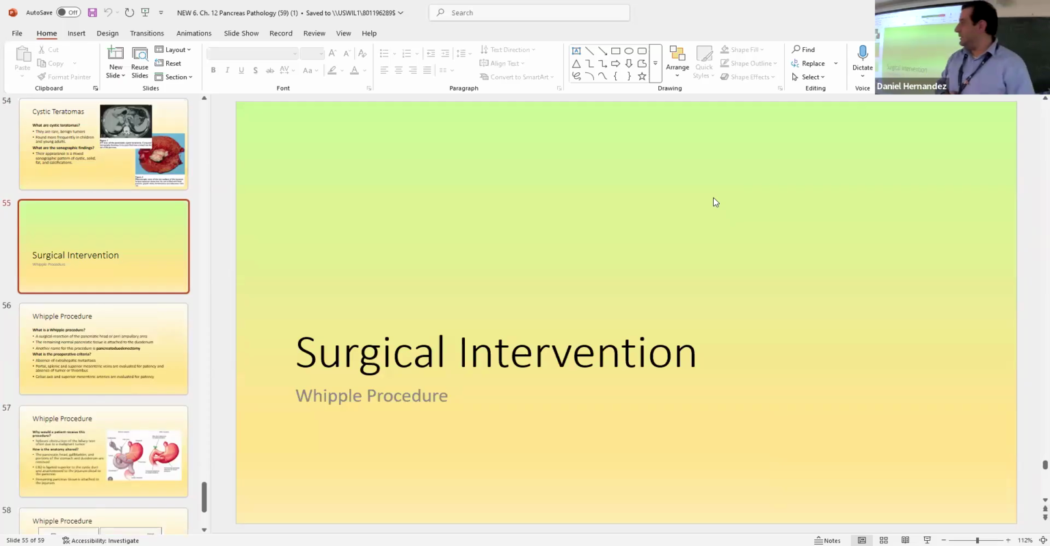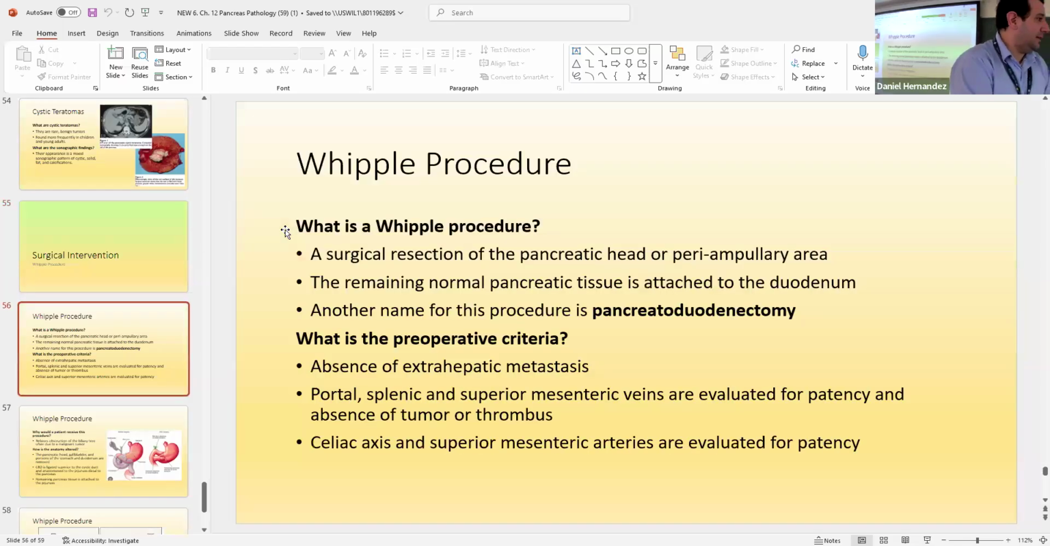So then, getting into some surgical interventions, namely the Whipple procedure, just tying it all together. Once again, familiarize yourself with what the Whipple procedure is, what it's done for, and why we perform it. It's a surgical resection of the pancreatic head and the periampullary area.